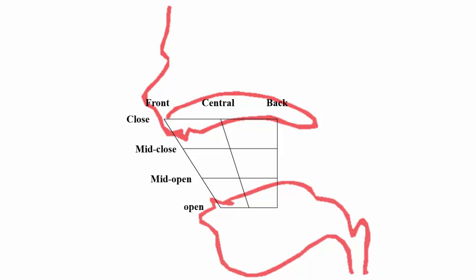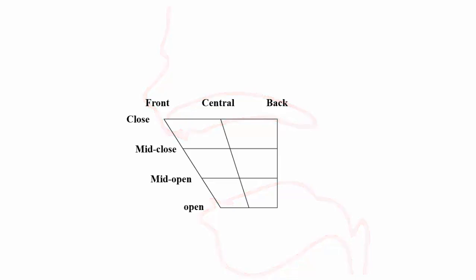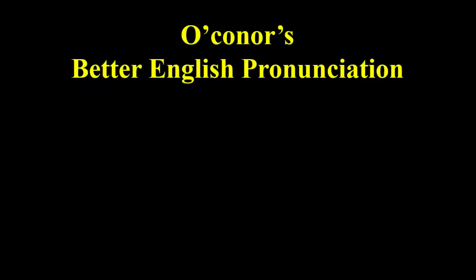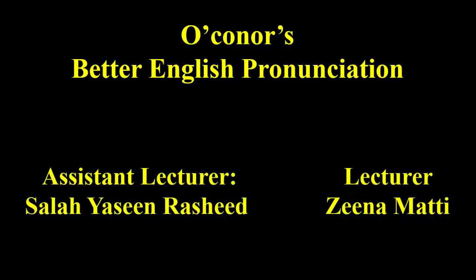In conclusion, if we remove everything with the exception of our quadrilateral figure, then the final result is like this. That would be all for this lesson. In the next lesson, we will discuss thoroughly the description of the vowel sounds.